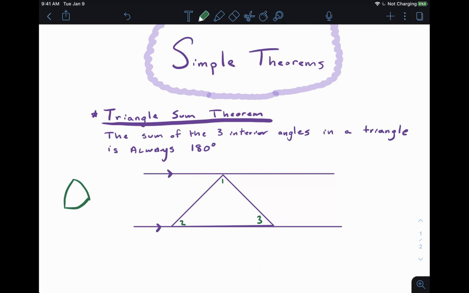So why is this the case? How can we prove that this is always going to happen other than just blindly accepting it? What I have here is a little sketch. We have a triangle squeezed between two parallel lines. Those little arrows indicate that these lines are parallel. And we're going to go ahead and prove this theorem.